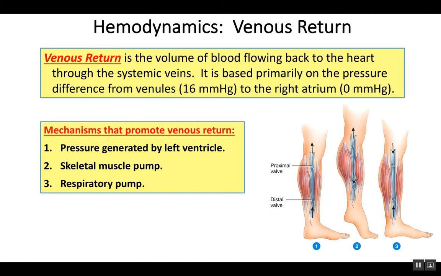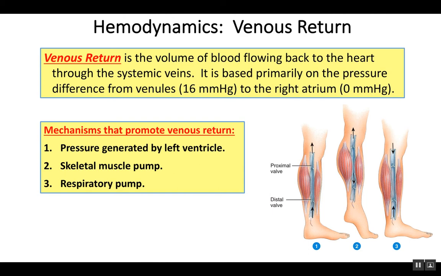Sometimes we have to help this venous return. There are 3 mechanisms that promote venous return. One is this pressure difference, right? Pressure generated by the left ventricle. Because remember, this 16 is really due to that left ventricle. It's just a lot lower because it's farther from the left ventricle.